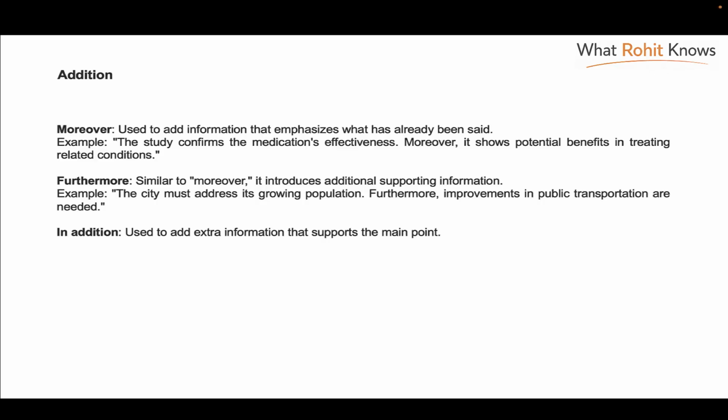The next, in addition, is the simplest. In addition to reducing pollution, cycling to work provides excellent physical exercise. In this case, there's no precedence or weightage between what comes first and what comes afterwards. The pieces of information are equal in weight. So reducing pollution and physical exercise, the two benefits of cycling, are almost equal. You could have also written, in addition to providing physical exercise, cycling to work reduces pollution. They're kind of similar things.